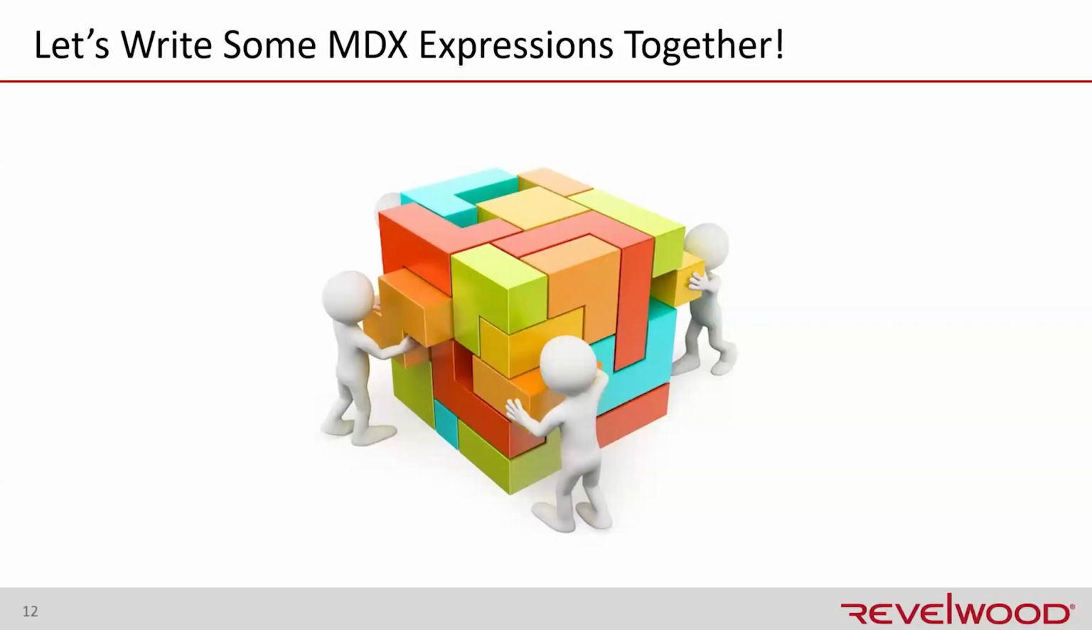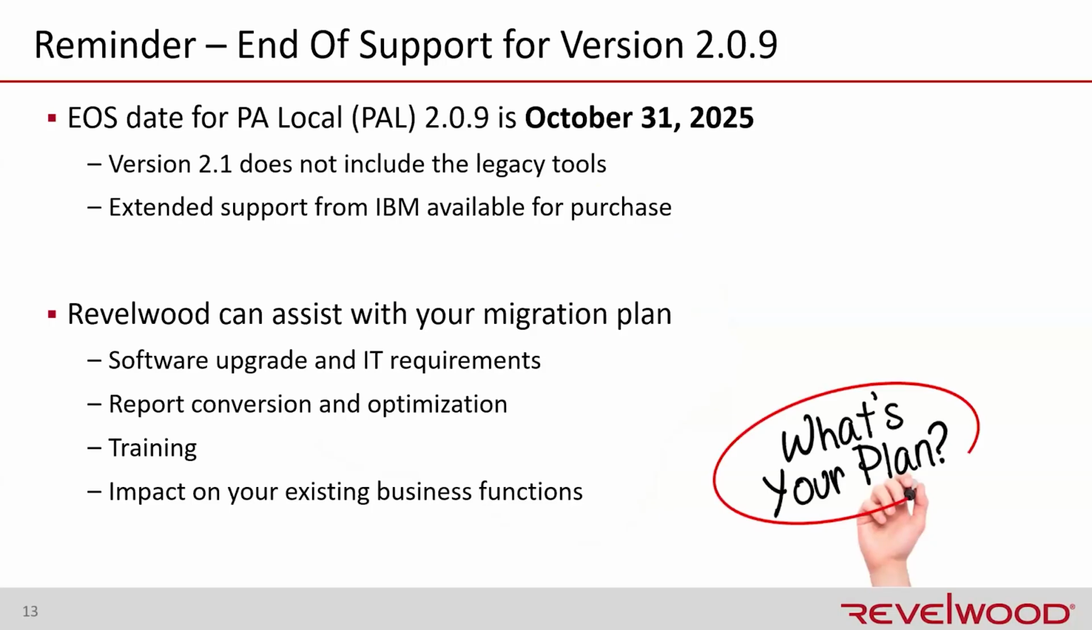Excellent. So some next steps, a couple things to take into consideration. Not MDX related, but specifically about PA. As a reminder to everybody on this call, IBM has announced an end of support date for version 209. That end of support date for the local version of 209 is this October. Again, as a reminder, the new version 2.1 does not include the legacy tools. This means that as you migrate up, as you continue to enhance your system, some of the legacy tools like Perspectives and Architect are no longer available.